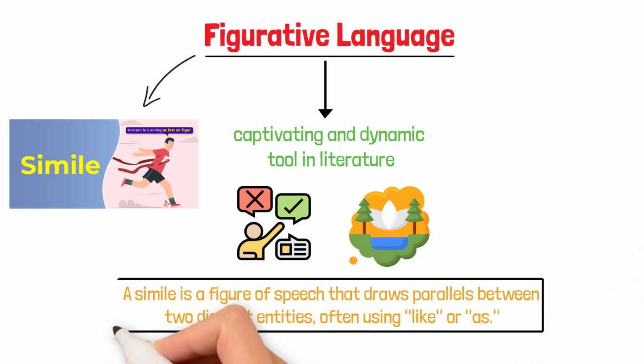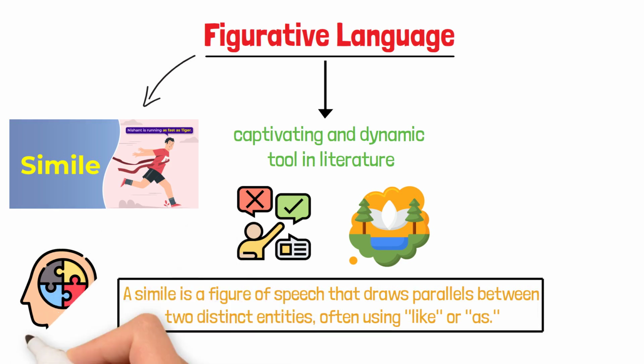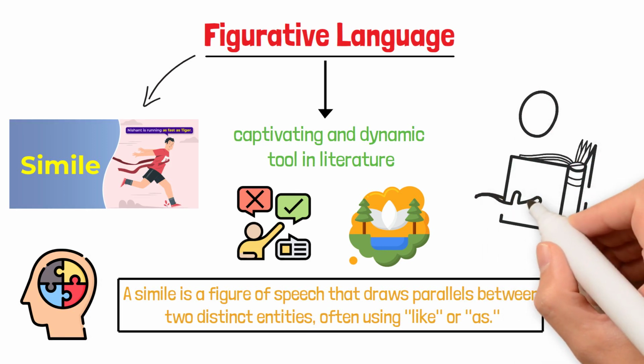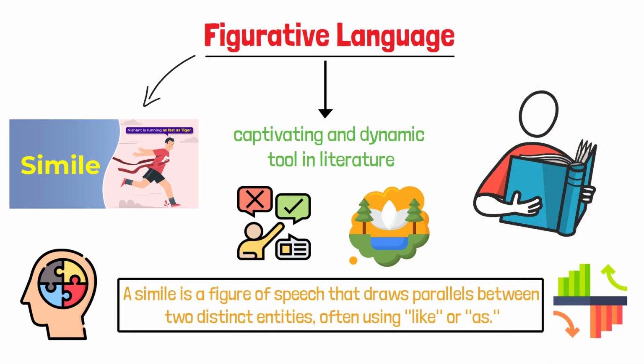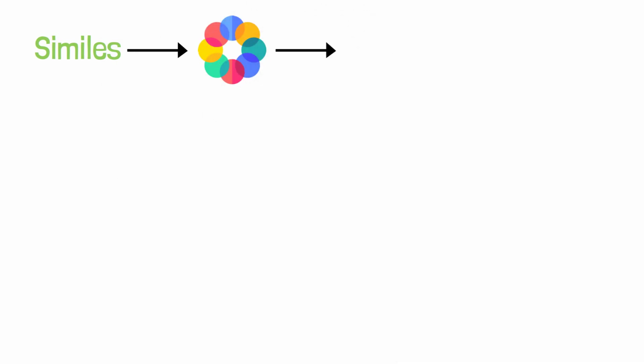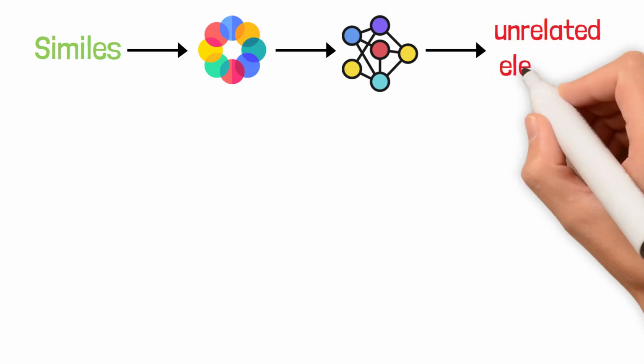By likening one thing to another, similes enable writers to convey complex ideas and emotions in a relatable and tangible manner. Through these comparisons, readers are presented with fresh perspectives and a deeper understanding of the subject. Similes infuse writing with color and life by forging connections between seemingly unrelated elements.